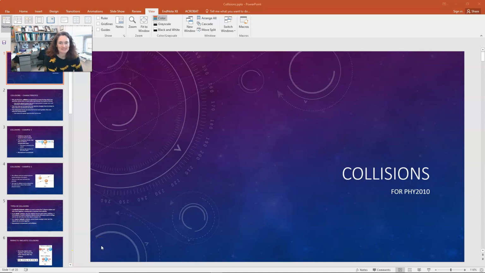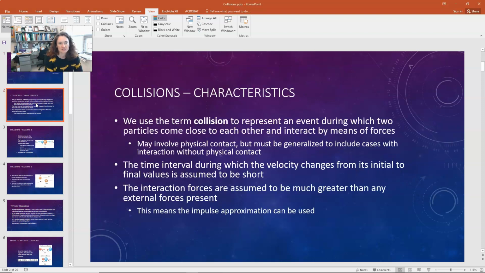Hi everybody. In today's lecture, I'd like to talk to you about collisions. So, a collision is a term that we use to represent an event during which two or more particles come close to each other and then interact by means of forces. Now, they can involve physical contact, like the examples I'm going to do today about car collisions and billiard balls. But the ideas that I'm talking about today can also be generalized to include cases that have some kind of interaction without a physical contact.